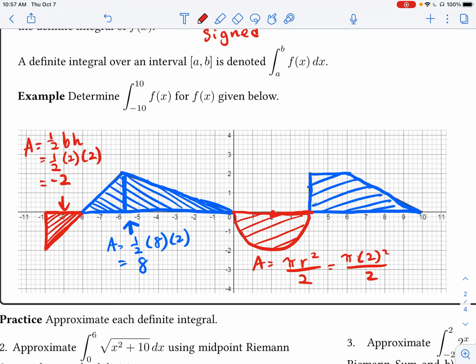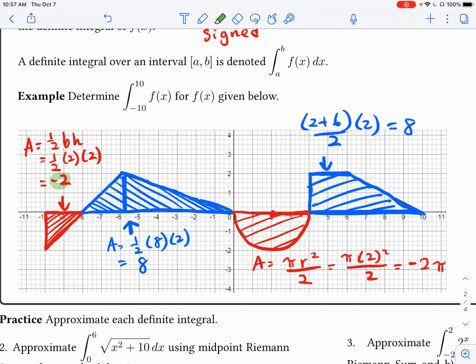And this is going to come out to 2 pi, but remember that this is a negative area, so we're going to say -2 pi. And then finally, this here is a trapezoid, so we're going to find the average of our heights. It might be best to think of the height of our trapezoid as this value here. So that's going to be a distance of 2 plus this distance here, which is going to be a distance of 6, all of that over 2, times our quote-unquote base, which is 2. And so this trapezoid has an area of +8.